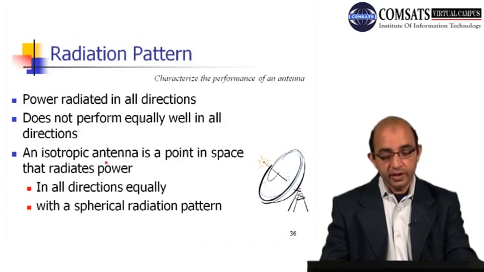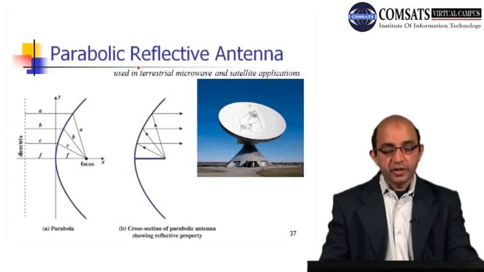Then we have an isotropic antenna, which is a point in space that radiates power. This is another example of omnidirectional: in all directions it radiates power equally, with a spherical radiation pattern like here. Then we have the parabolic reflective antenna. This is the example, and those sorts of antennas are used in microwave and satellite communication.